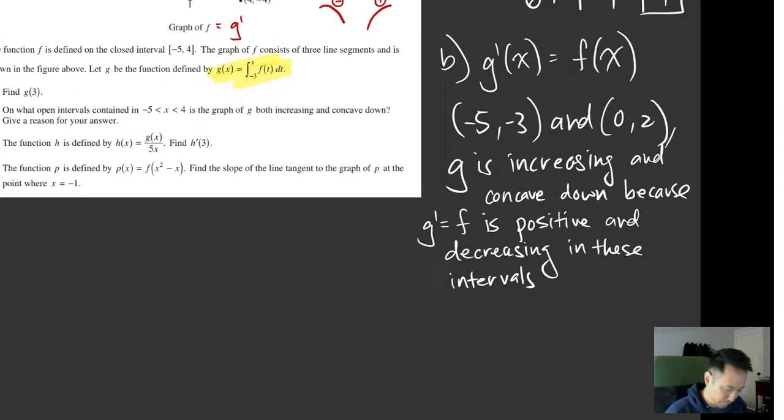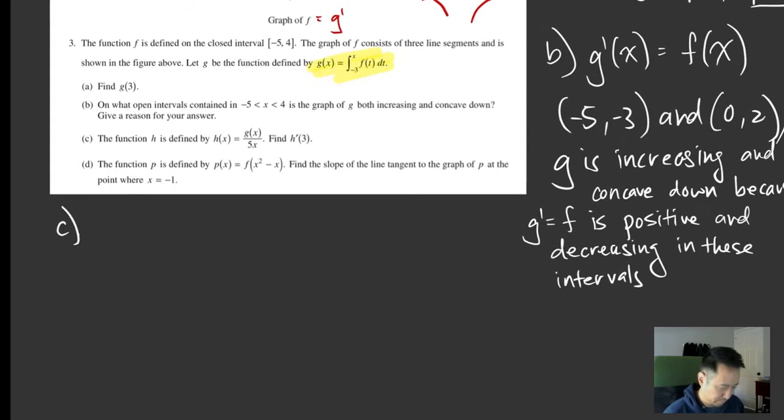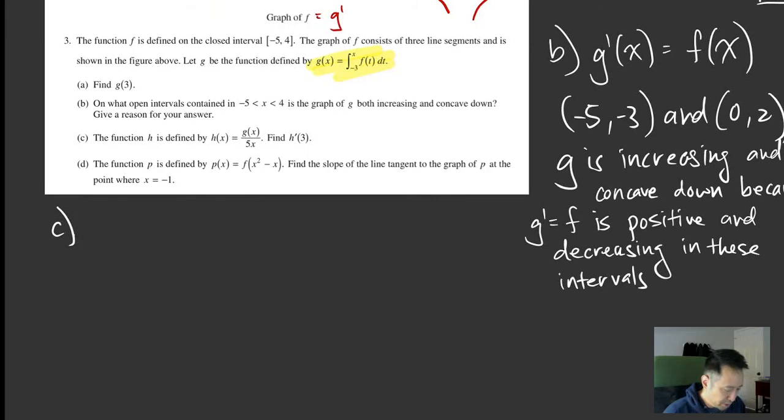Okay. All right. Letter C. I'll do it over here. The function h is defined by h of x equals g of x over 5x. Find h prime of 3. Okay, so I need to first find h prime of x. Now this is going to be just a quotient rule, right? Low d high minus high d low over low low.